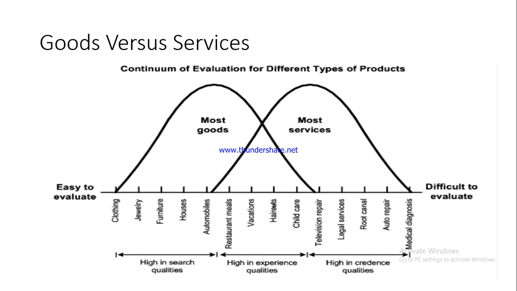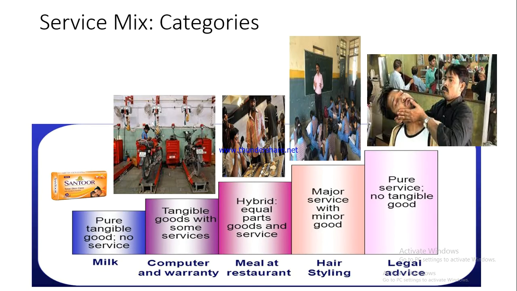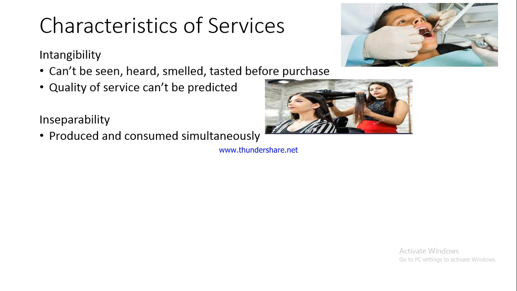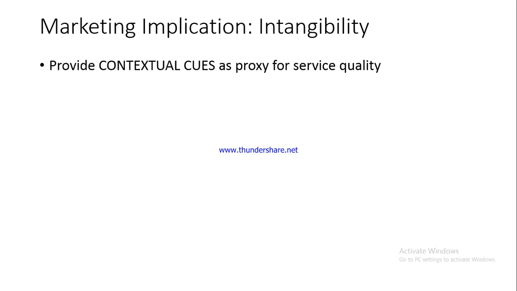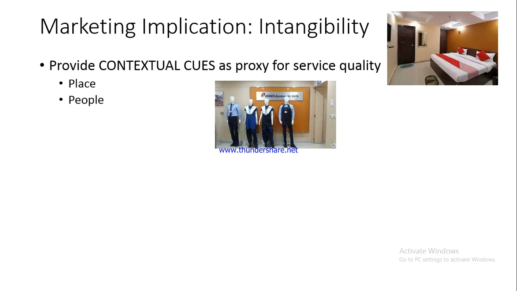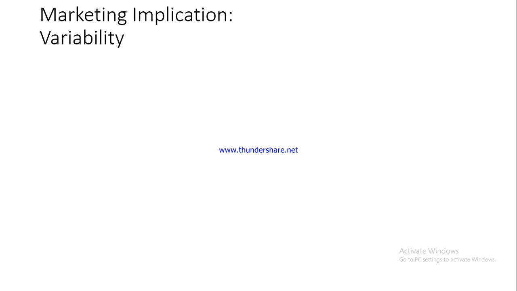We talked about the service characteristics like credence qualities, their being high in experience qualities. We talked about service mix categories. We talked about the unique characteristics of services which make them very different from goods and which require different strategies from the marketer also. And then we talked about the marketing implication of intangibility and inseparability. Today we are going to discuss the marketing implication of variability.